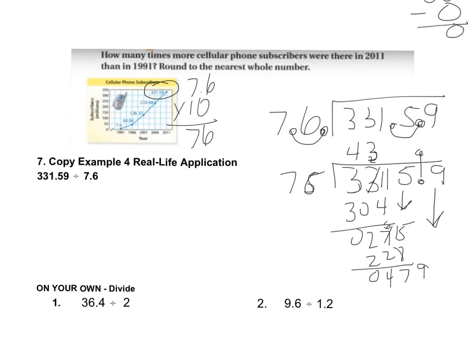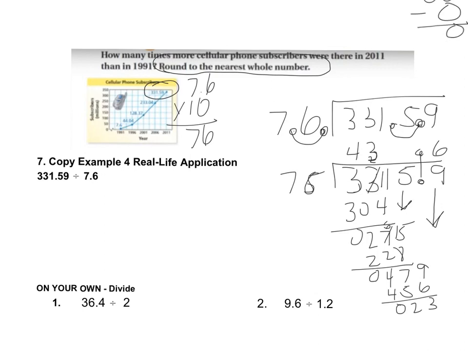479 divided by 76 is, well, we know that 6 groups of 76 go into 479. We get 456. 9 minus 6 is 3. 7 minus 5 is 2. 4 minus 4 is 0. Now, we could keep dividing here, but what the directions said right here were to round to the nearest whole number.